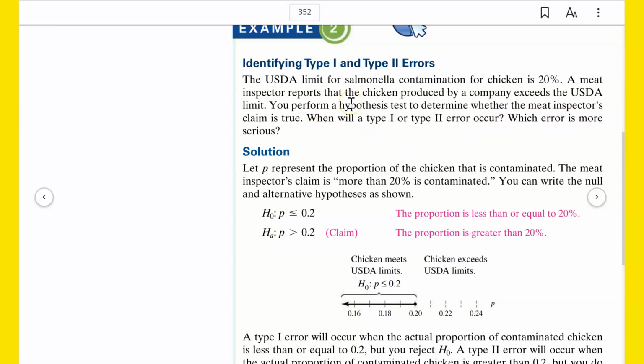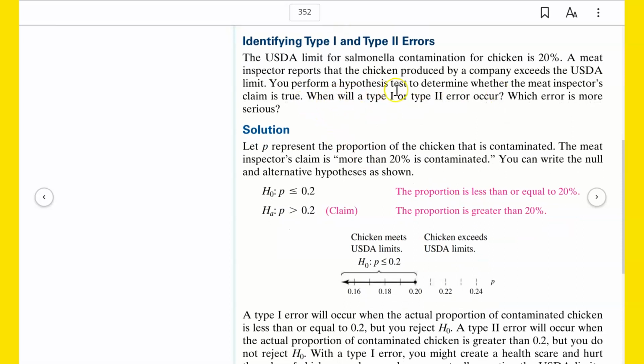Okay, let's figure out the claim. The meat inspector has a claim. His claim is that it exceeds the limit of 20%. So the claim is that P, because it's a proportion, not a mean, a mu, it's a percentage, is greater than 20%. Because it doesn't have an equality, we make that the HA. The claim is P is greater than 0.2. So H0 is the opposite of that: P is less than or equal to 0.2.